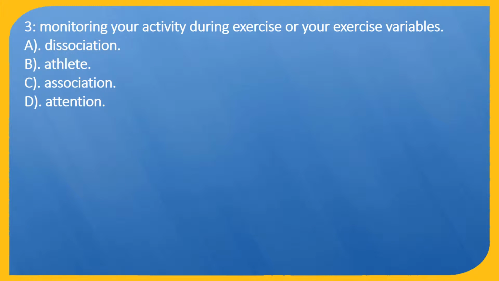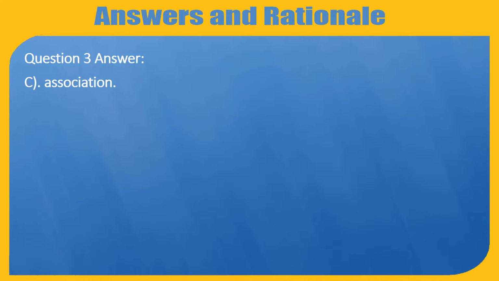Question 3: monitoring your activity during exercise or your exercise variables. A. Dissociation. B. Athlete. C. Association. D. Attention. Question 3, answer C. Association.